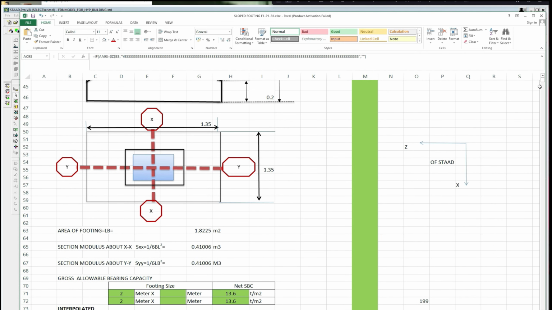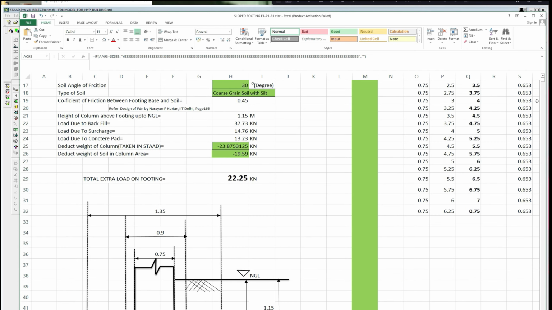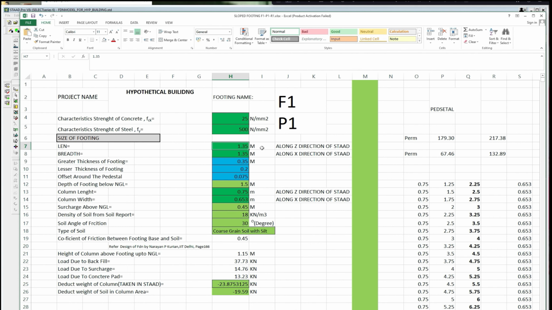Now let us try to economize this footing size. So 1.35 by 1.35. If we take one side as 2 meter, or 1.5 meter, the other side should do with 1.2 meter.